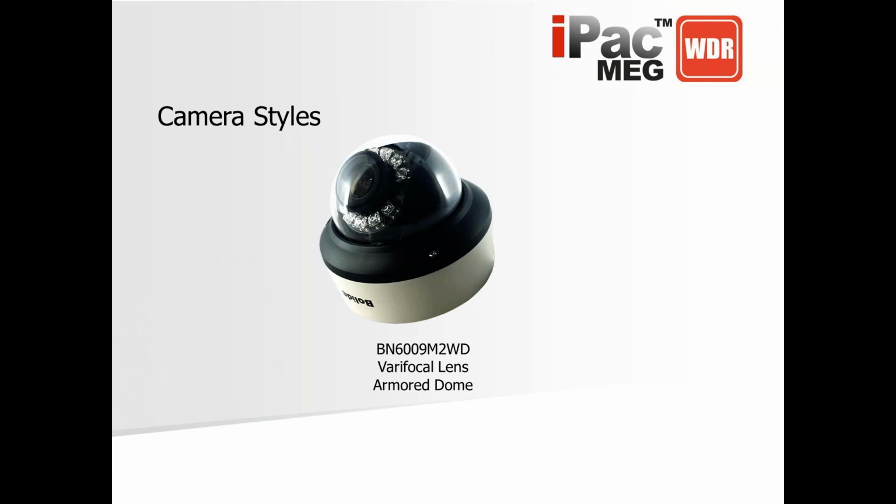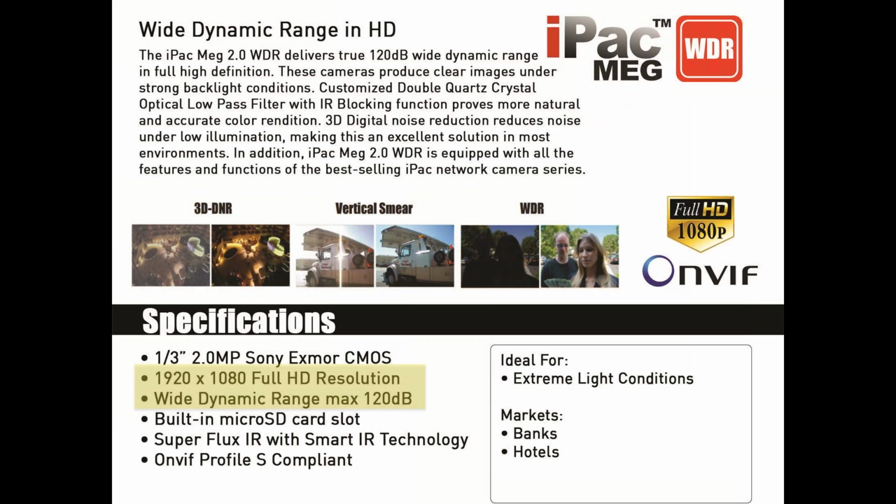Next, we have a 2 megapixel wide dynamic range camera. This comes in an armored dome. The main selling feature is that it's a mechanical wide dynamic range camera. It'll go up to 120 dB and it's full HD.